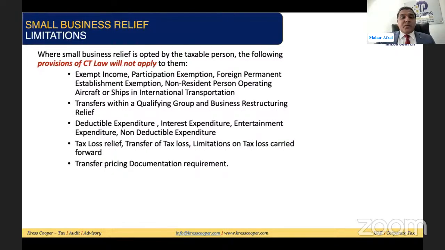Transfer within a qualifying group and business restructuring relief will not be applicable. Article 21 of the law will not be applicable on this. Deductible expenditure, interest expenditure, entertainment expenditure, and non-deductible expenditure, Article 21 will not be applicable on these as well. Tax loss relief, transfer of tax losses, limitation on tax loss carry forward, and transfer pricing documentation requirements. So Article 21 subclause 1 will not be applicable on all these provisions of the law.